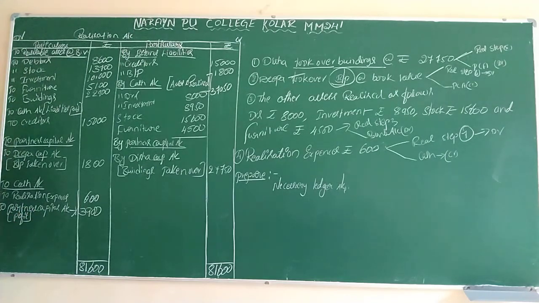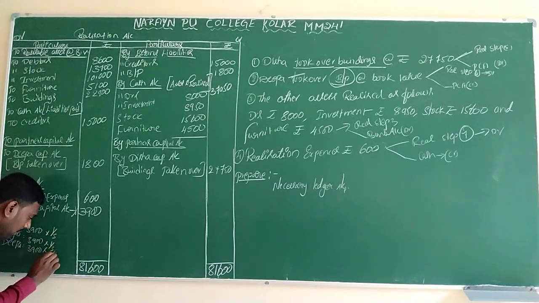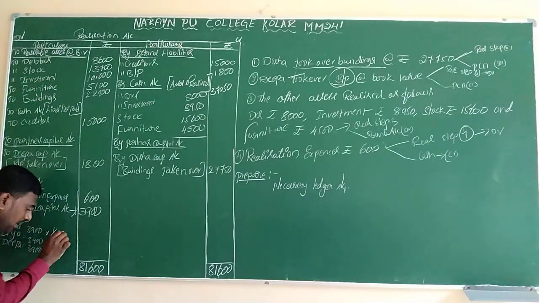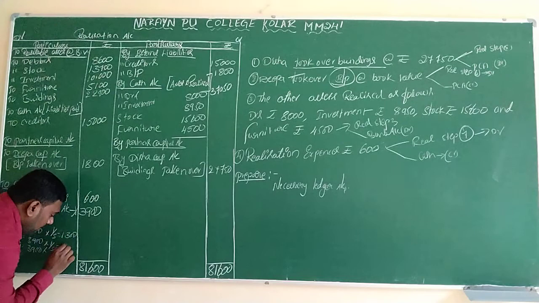So this profit should be distributed to all partners according to the ratio. If the ratio is not given, we should distribute it equally. That is first partner Disha, second partner Daya, third partner Deepa. 3,900 into 1 by 3, 1 by 3, 1 by 3. Therefore, each partner will get 1,300, 1,300 and 1,300.